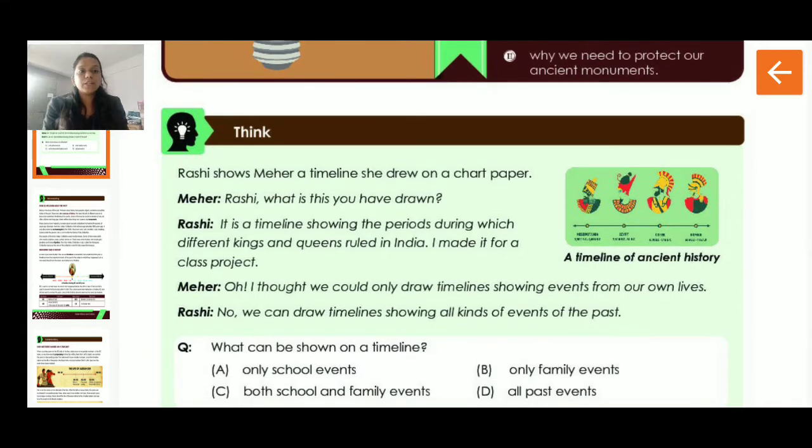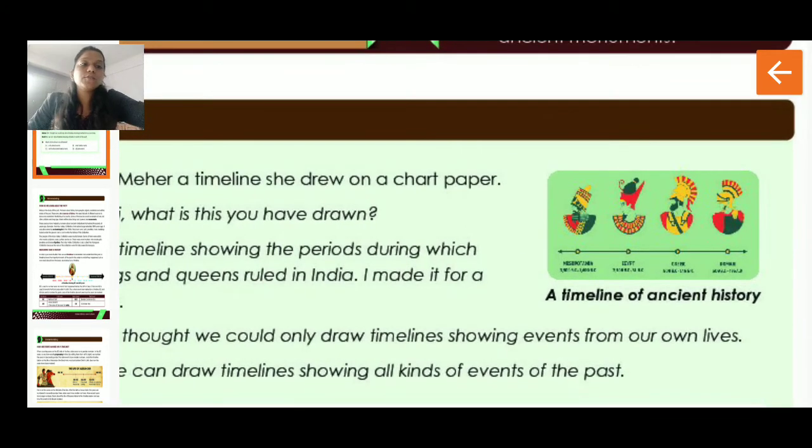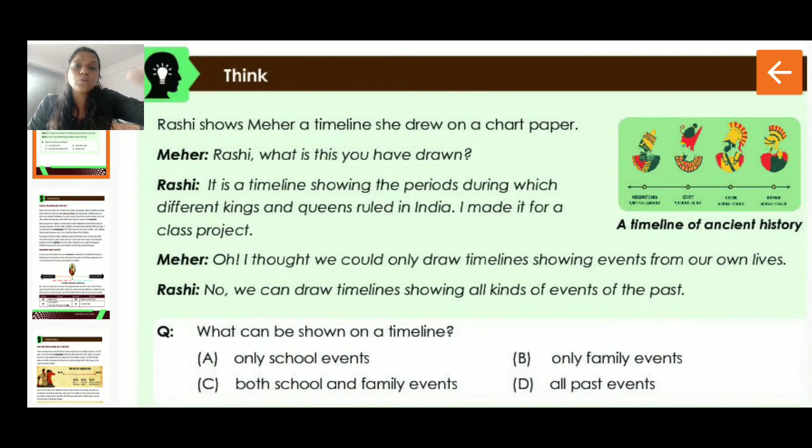Here again Rashi and Meher are having a conversation. So let us see what it is. Rashi shows Meher a timeline she drew on a chart paper. You can see the picture given over here, what Rashi has drawn. She has drawn a timeline of ancient history. Now she has shown it to Meher.